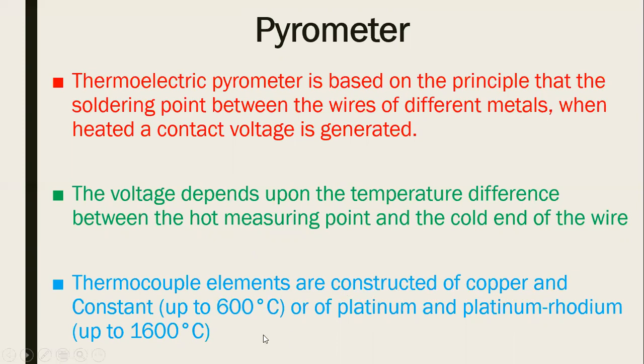For the joint up to 600 degrees Celsius, we use copper and constantan. Okay, and for higher temperatures up to 1600 degrees we use platinum and platinum rhodium, a different metal mix. Here it will be copper and constantan. Thermocouple elements means two elements joined with soldering.